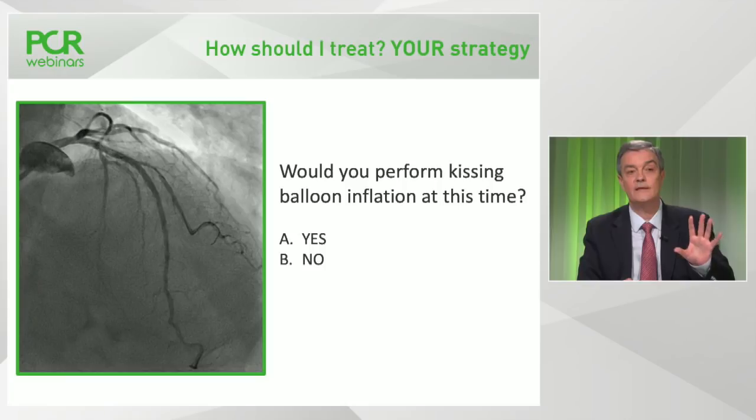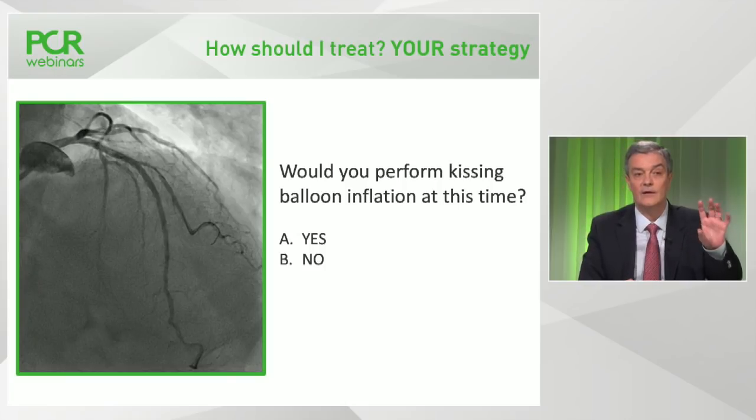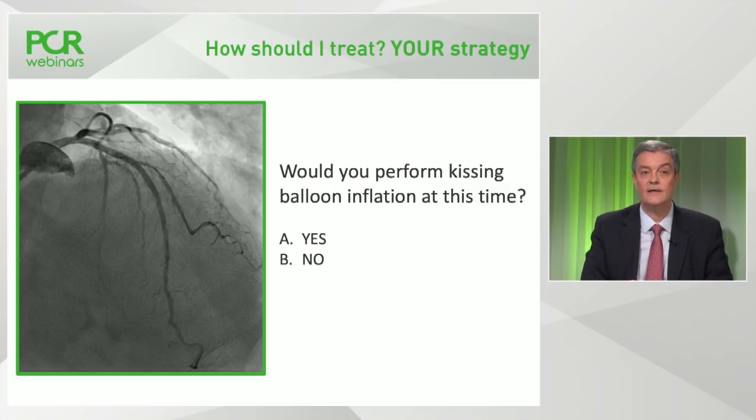And here is the result after POT. So the operator in this case has performed POT. This is a still frame image. You can clearly see two different diameters, one bigger proximally, one smaller diameter of the stent distally. So is the procedure done at this stage? Would you perform kissing balloon at this time?